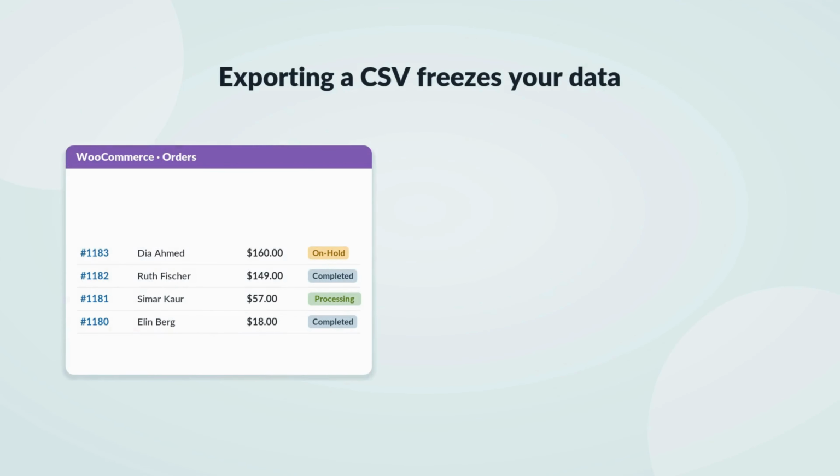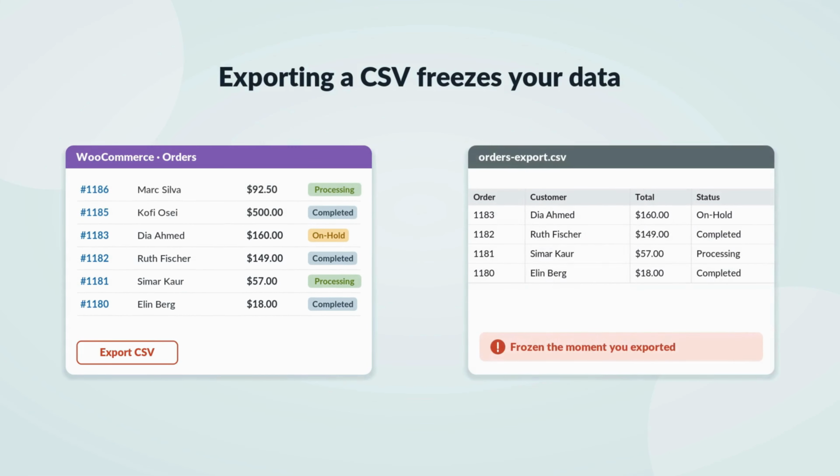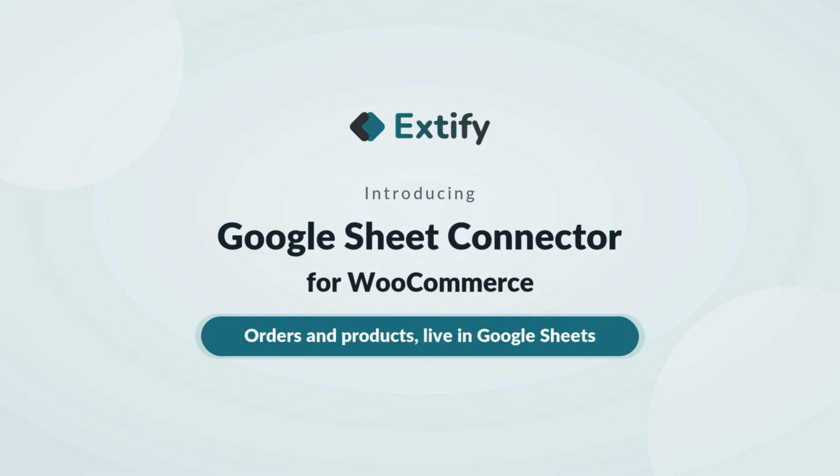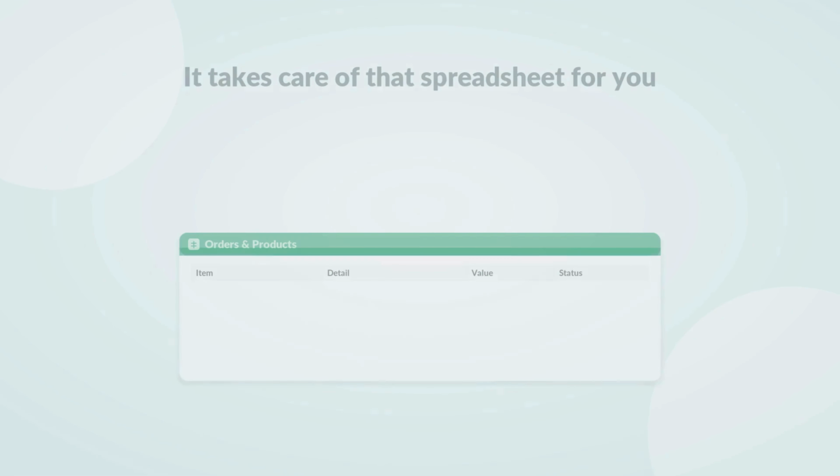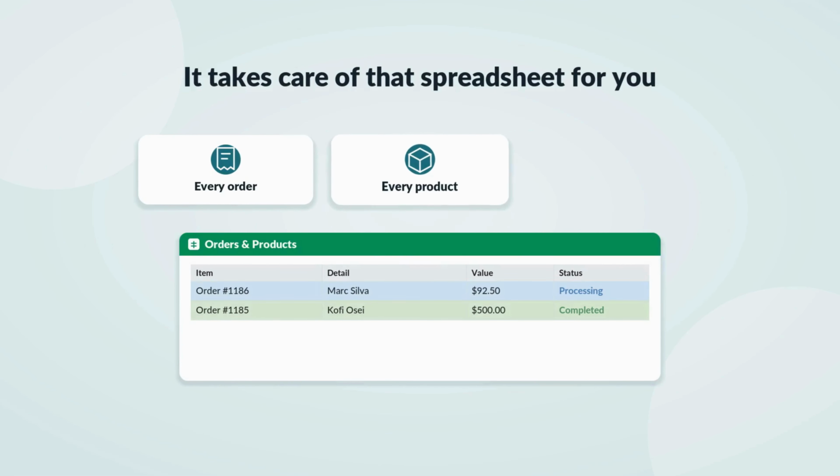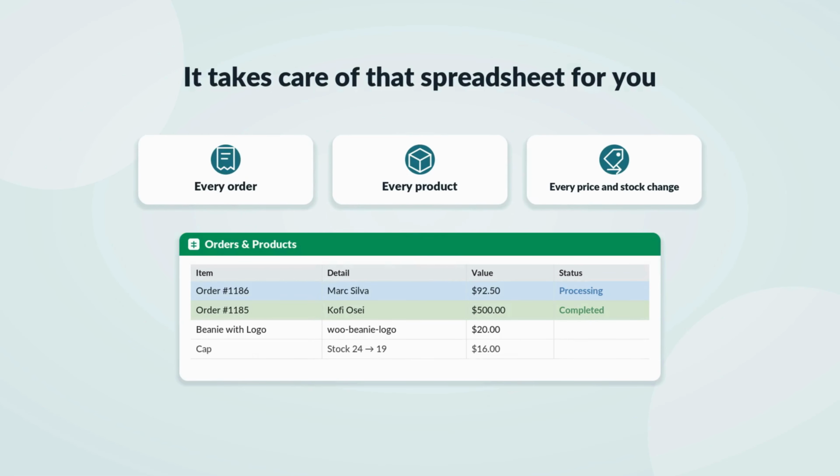Every store ends up with a spreadsheet that somebody keeps updating by hand. And every export you run is already out of date by the time it opens. Presenting Google Sheet Connector for WooCommerce by Xtify. It takes care of that spreadsheet for you. Every order, every product, every price and stock change.